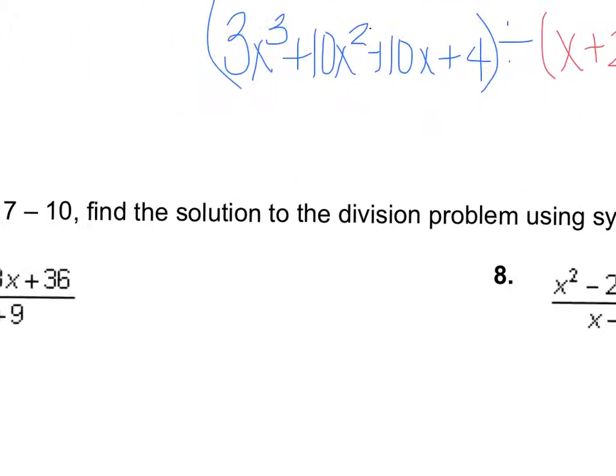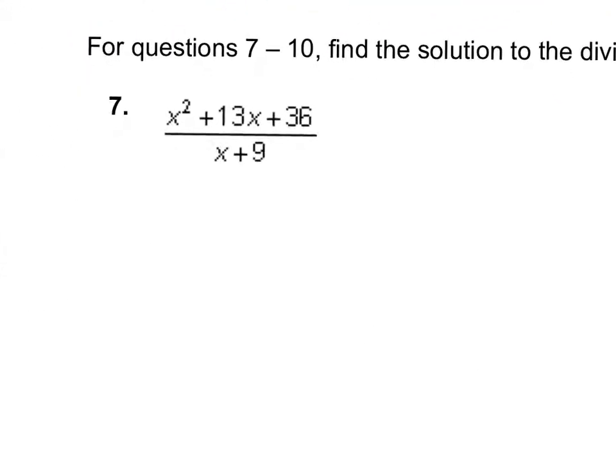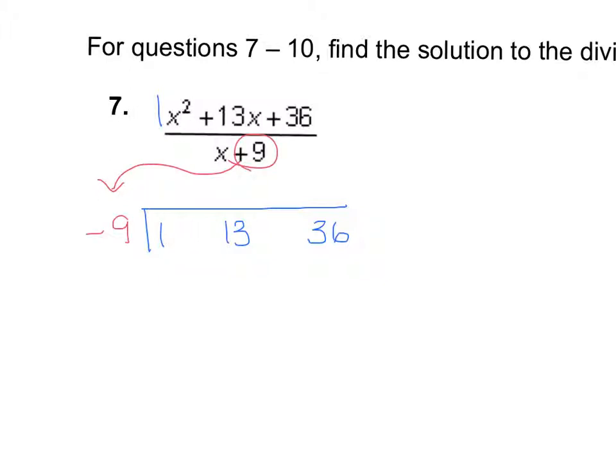So moving on to number 7, we have x squared plus 13x plus 36 divided by x plus 9. So this time we actually have to set it up in synthetic division form. So when we put it in synthetic division, we look for our coefficients. Our coefficients are 1, 13, and 36. And then what goes outside comes from the bottom, this part, but it's always the opposite, so it'll be negative 9. And then I start my work.